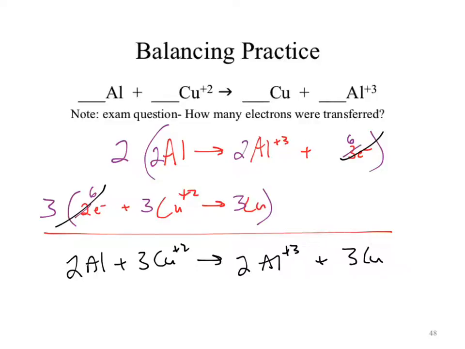The big question to ask them if they help you with balancing a redox reaction: how many electrons were transferred? If they can't answer that question, their method sucks. Okay? At least answer that question.